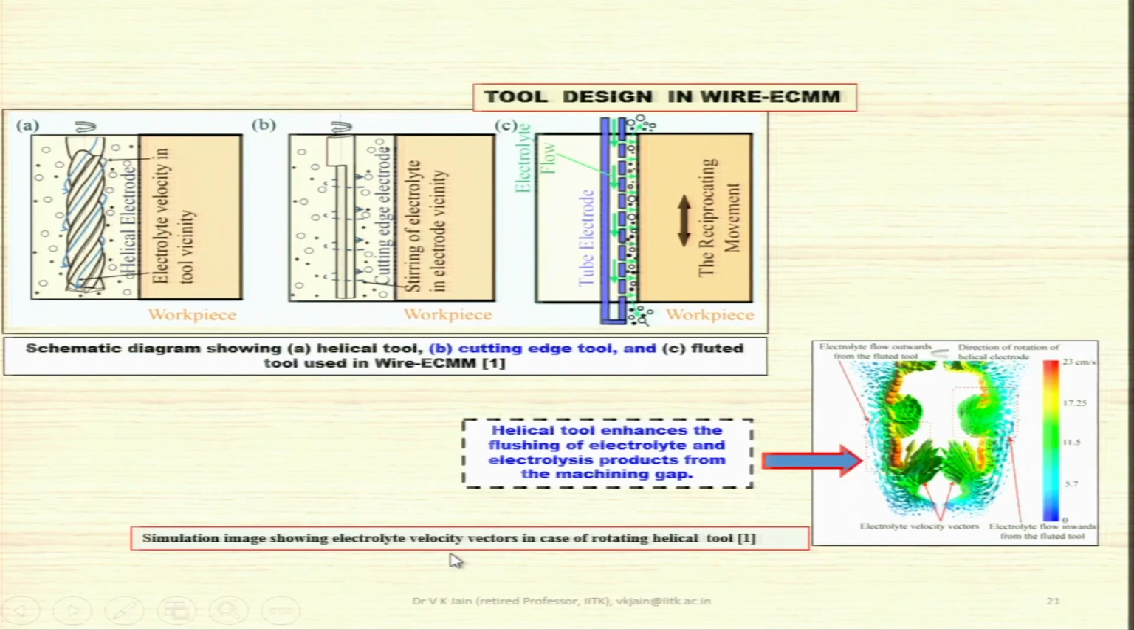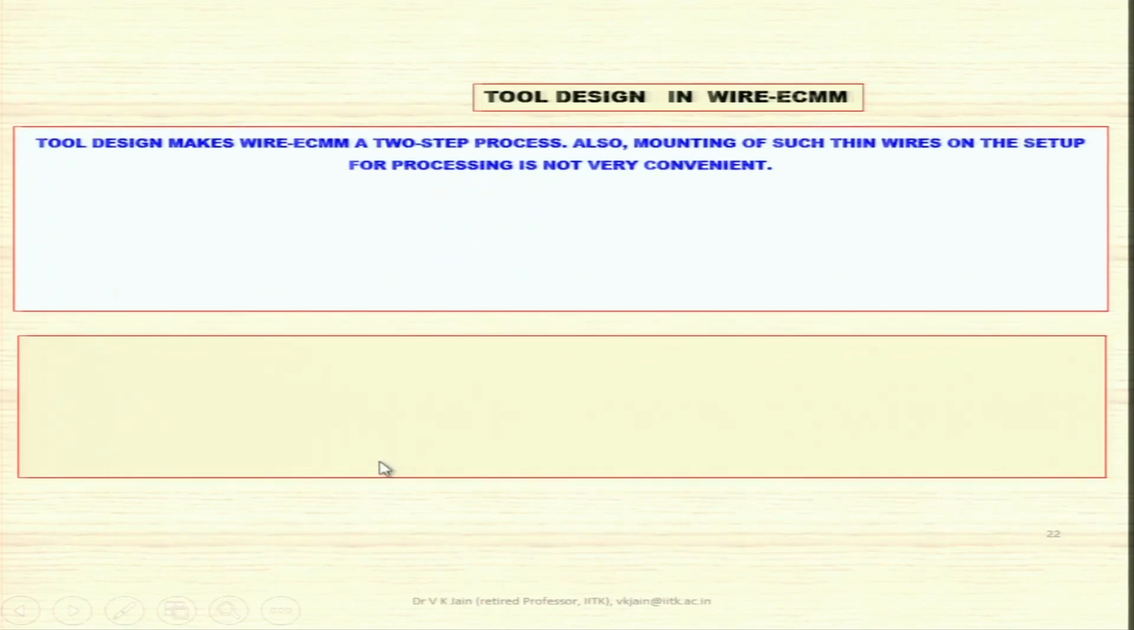Simulation image showing electrolyte velocity vectors in case of rotating helical tool. Tool design in wire ECMM continues. Tool design makes wire ECMM a two-step process. Also, mounting such thin wires on the setup for processing is not very convenient.